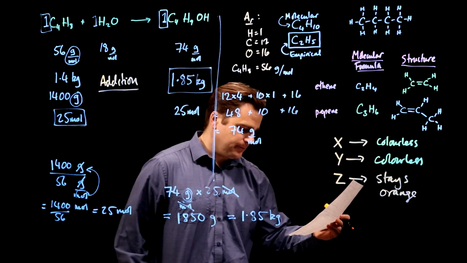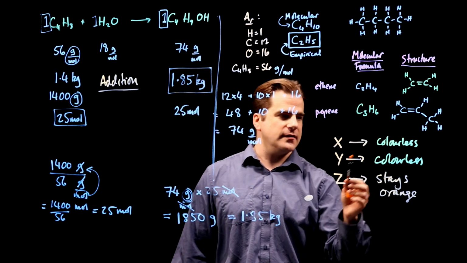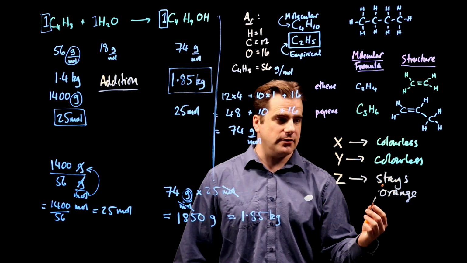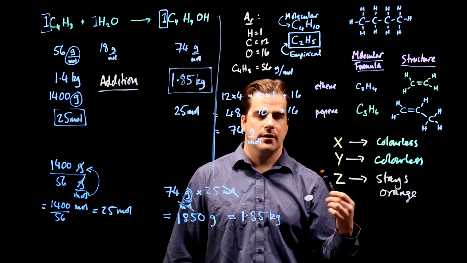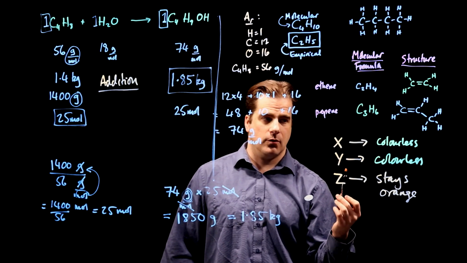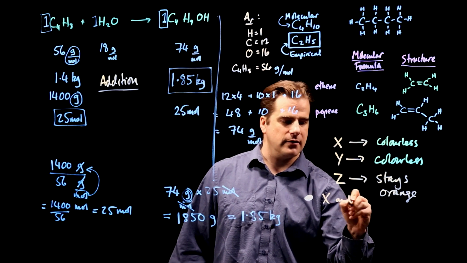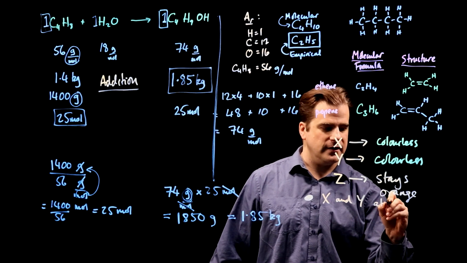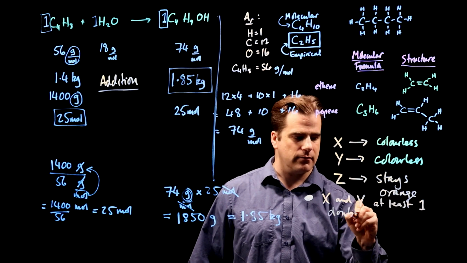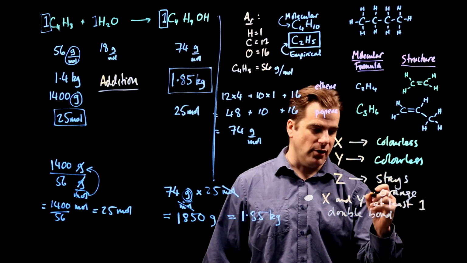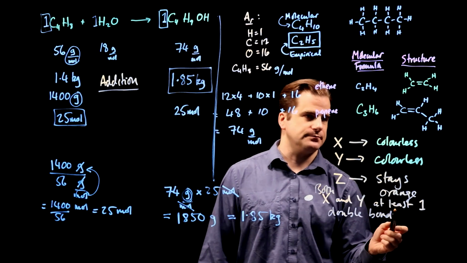No problem. Well, 2 marks. First thing, X and Y, because they're being shaken with bromine water and the bromine water goes from orange to colourless, that means that X and Y must have at least one double bond in their structure. So X and Y have at least one double bond. X and Y both. Okay, both X and Y have at least one double bond.